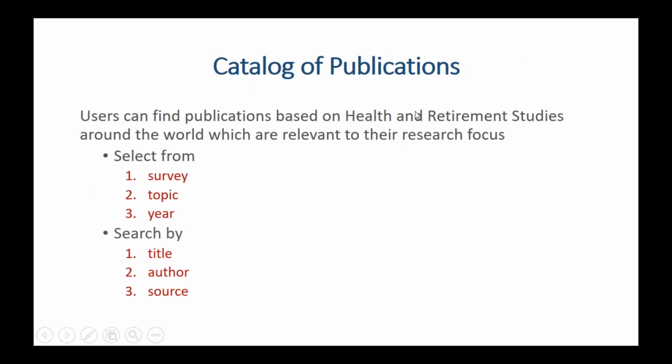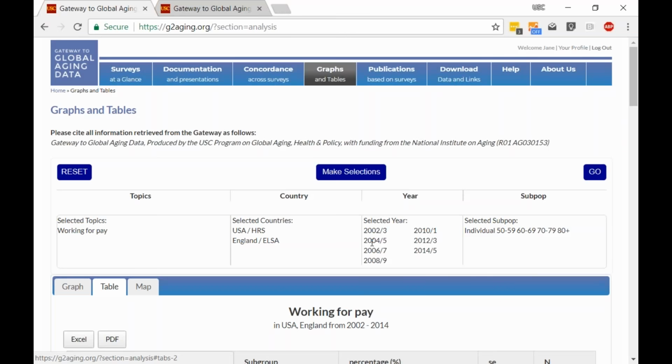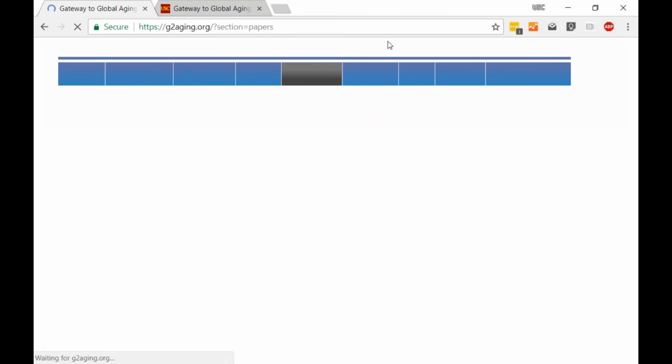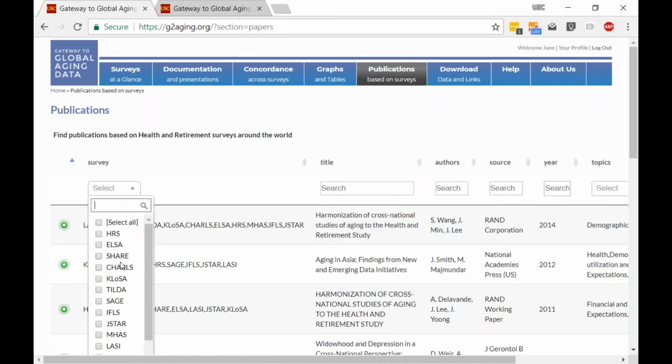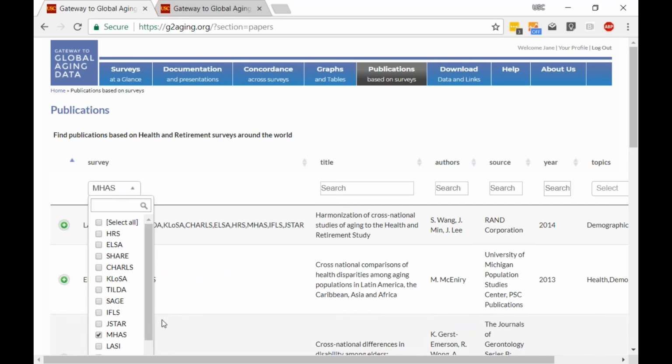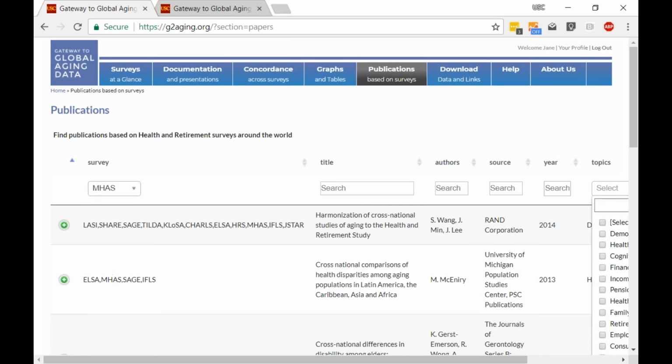We also have a catalog of publications. One of the best ways to get started with doing research is to see what other people have done. You don't want to reinvent the wheel, and you also want to be able to learn from other people. So we've built a catalog of publications. We can go to our publication tab here. Let's say, for instance, that you were interested in using MHAS, the Mexican data, and you wanted to look at cognition. So we're going to click cognition here.